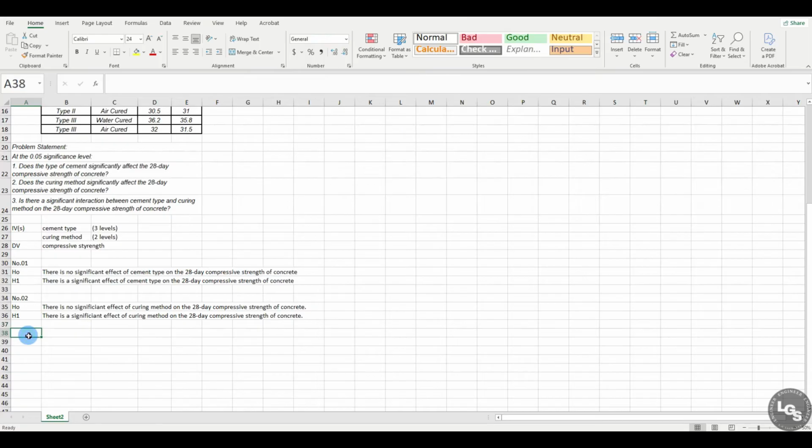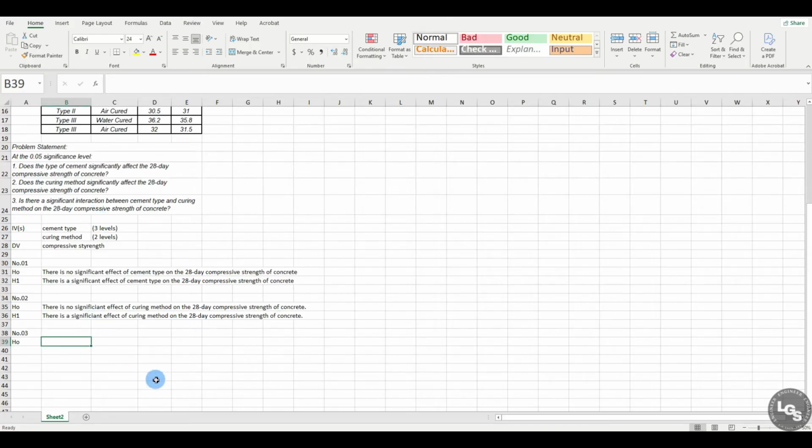So for the third question, we have again the null hypothesis. Based from the question, is there a significant interaction? So we want to know if there is interaction between the two independent variables. Is type 1 better with air cured, or is it better with water cured, or type 2 better with air cured or better with water cured? So that is what we mean by interaction.